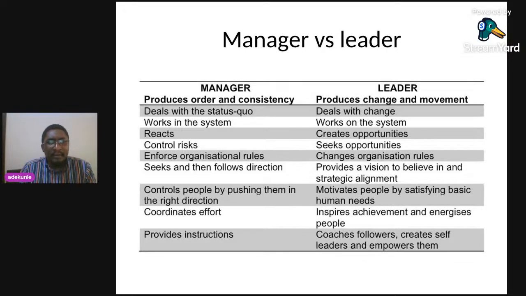So generally, leadership is different from management. Like you can see from the screen, first you see a leader. A leader is one that produces change and movement, but a manager is one who produces order and consistency. All right. If you look at the elections of 2023, and of course in 2022, the build-up to these elections, you saw an organic movement where people were going for a candidate called Peter Obi, because it became a movement that wanted to produce change.